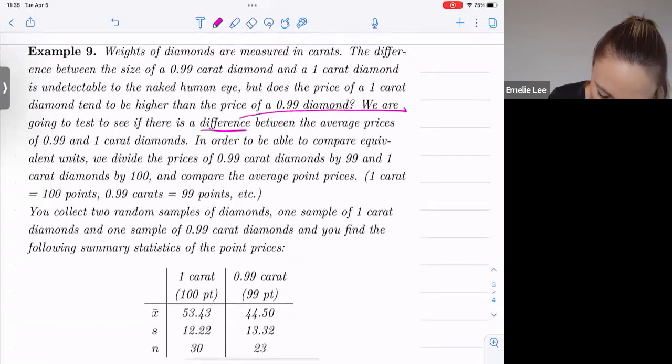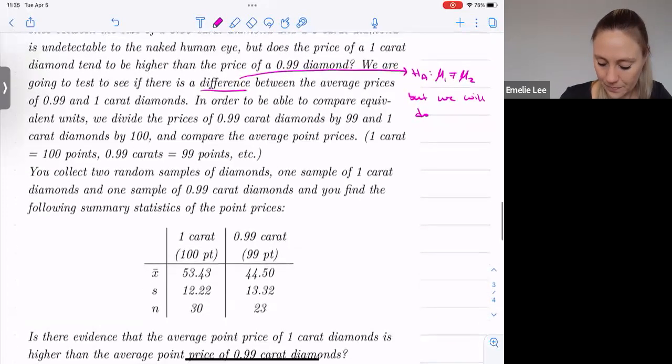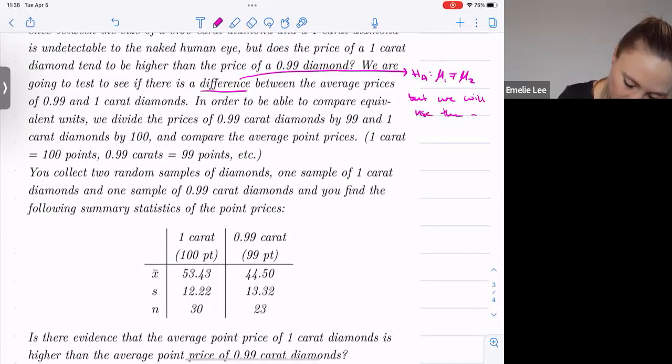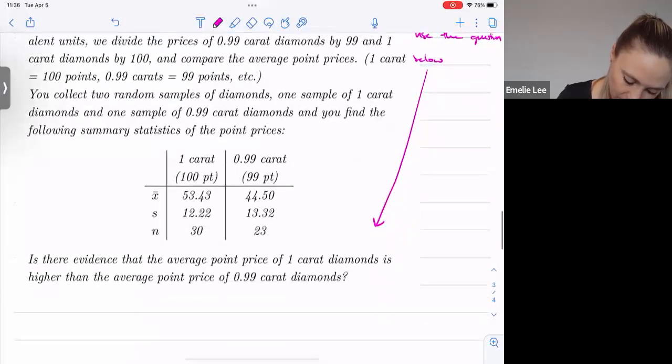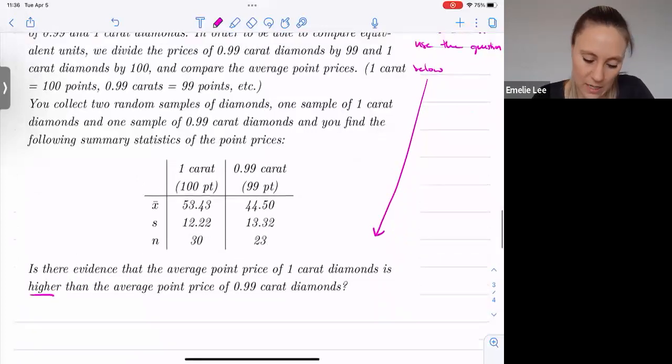Just to highlight, the alternative here would be that mu1 is not equal to mu2, but we will use the question below, right? So here, if it's higher, right? So let's focus on that.